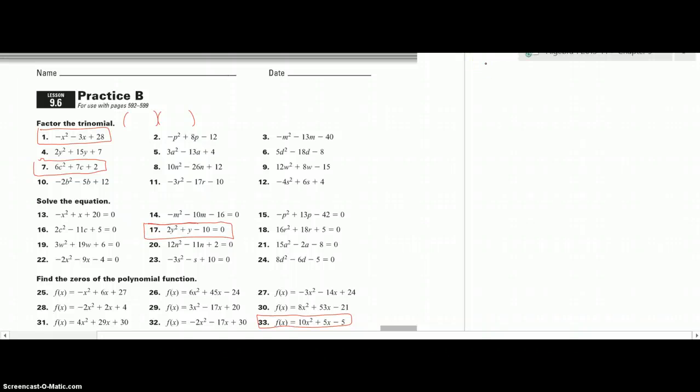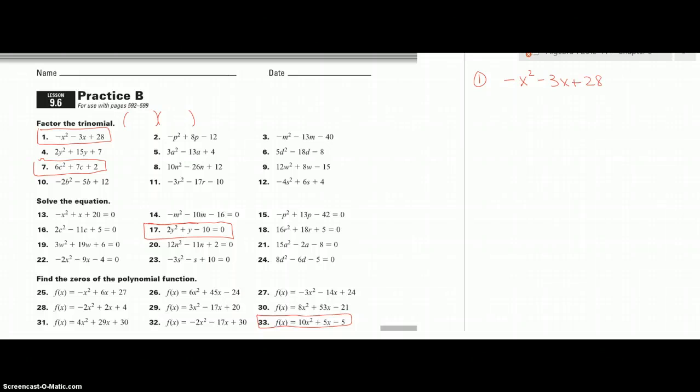So here we are again on yet another snow day, and as promised, here is an instructional video just as a supplement if you are struggling with section 9.6 practice B worksheet. Remember, you guys are required to do the evens, so I am going to go ahead and do a few of the odds. So first, let's take a look at number 1.